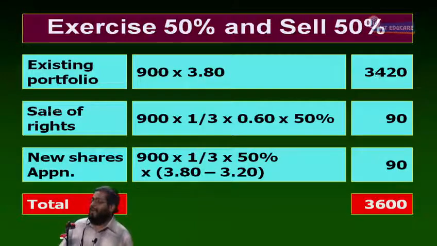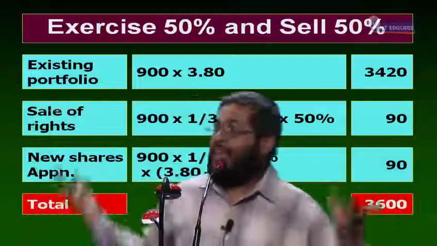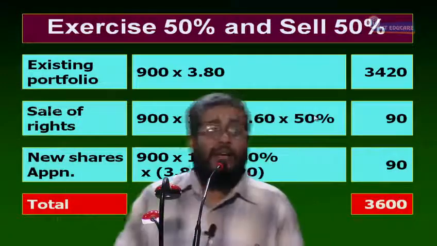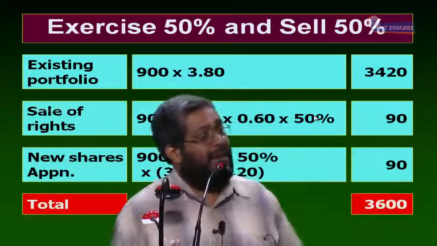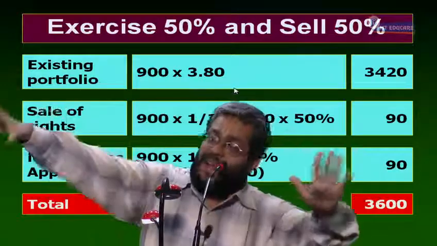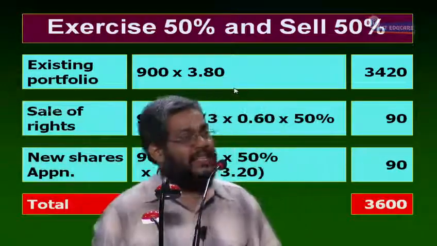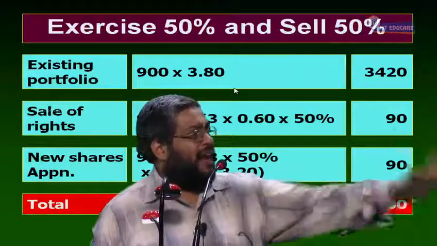So now how do I get it here? Number one, I sell the right and get cash of 90 rupees. Or I convert my existing cash into new shares and get an increase of 90 rupees. Now my wealth has come back to 3,600. I am happy or not? Yes, I have retained my wealth. Respond yes or no. So whether I sell the right or exercise the right, my wealth remains the same.